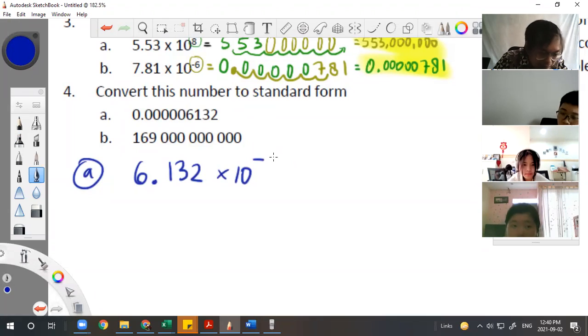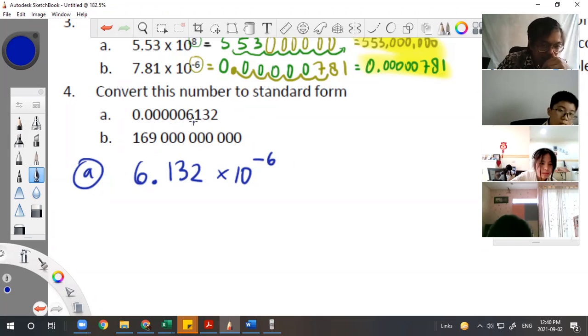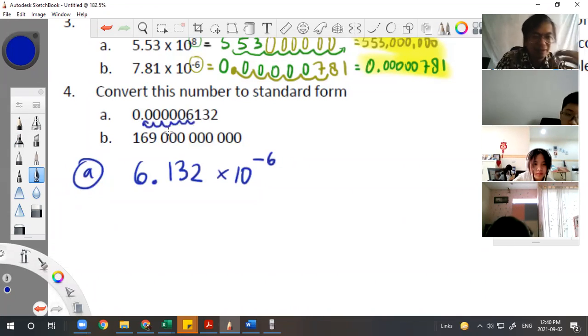Minus what? 6. How can you get the 6? You look from here. 6 point. Go to the left, right? 1, 2, 3, 4, 5, 6. The rules are the same, but it just asks for another perspective. Just switch the question. B.